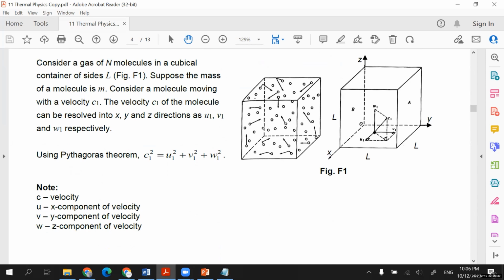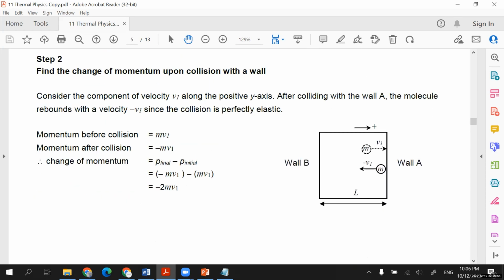So u is the x component of the velocity, v is the y component, and w is the z component of velocity. Okay, for step 2, we assume that the collision with the wall is elastic. Therefore, the change in momentum will be equal to minus 2mv. So the magnitude is 2mv.